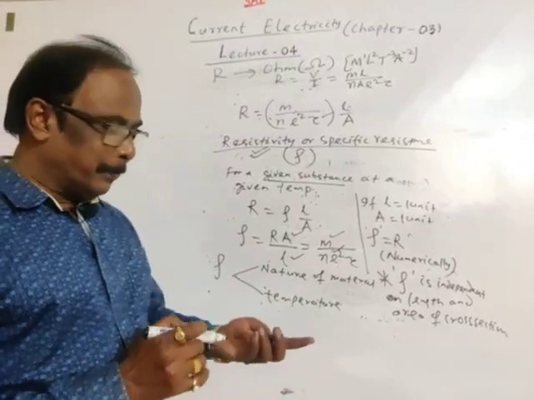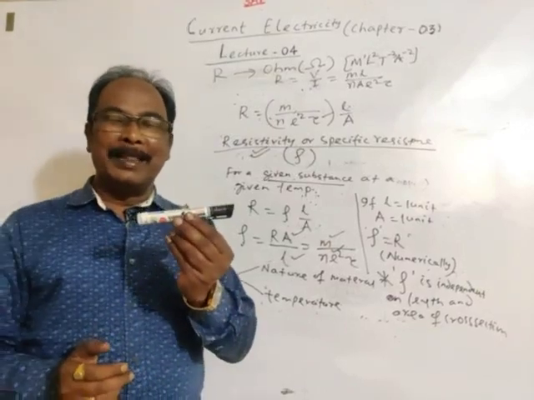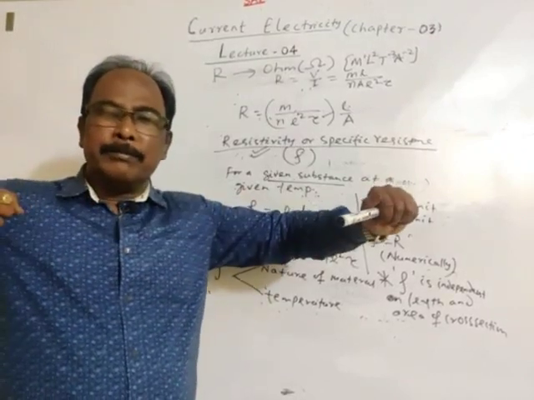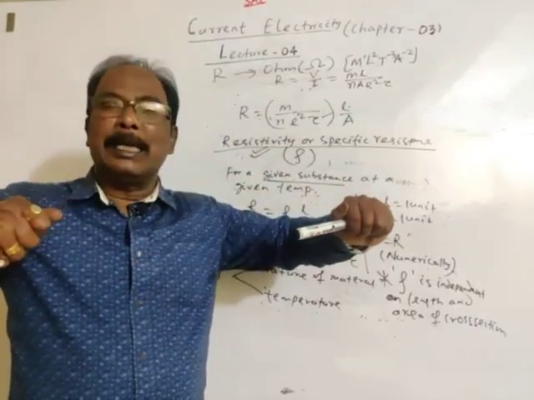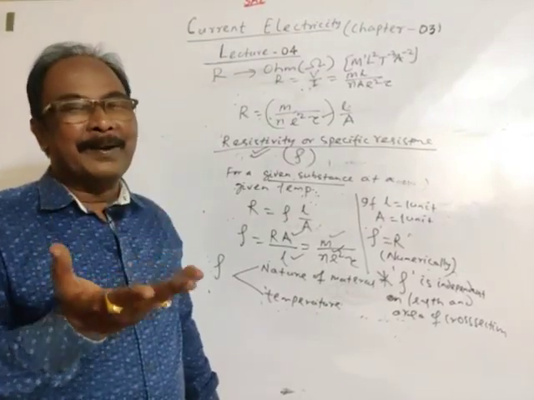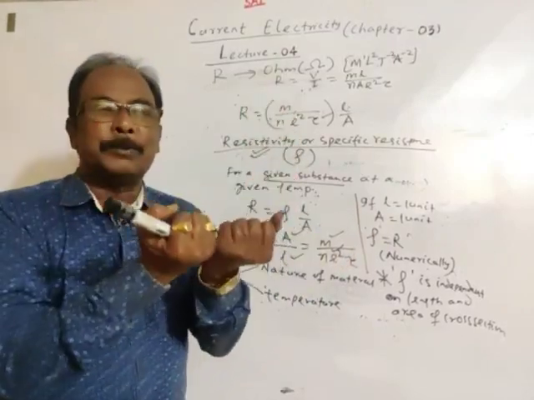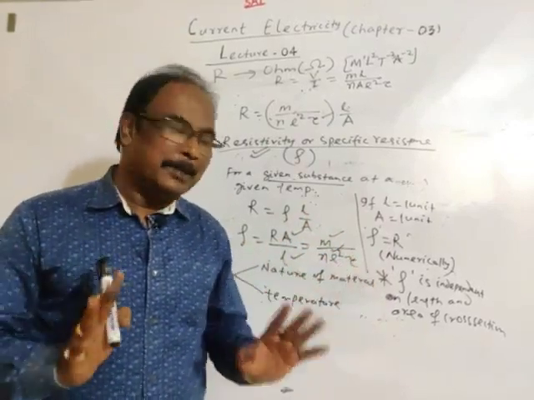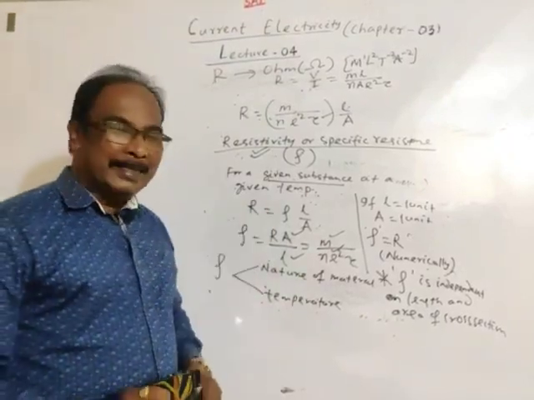Very important. Suppose someone asks you, this is a conductor of length L and area of cross section A. If this conductor is stretched so that its length becomes doubled, then resistance will change, but resistivity will remain constant. The conductor may be elongated, compressed or twisted, whatever it may be, but resistivity doesn't change. Resistivity depends upon nature and temperature. Clear? Then, units of resistivity.